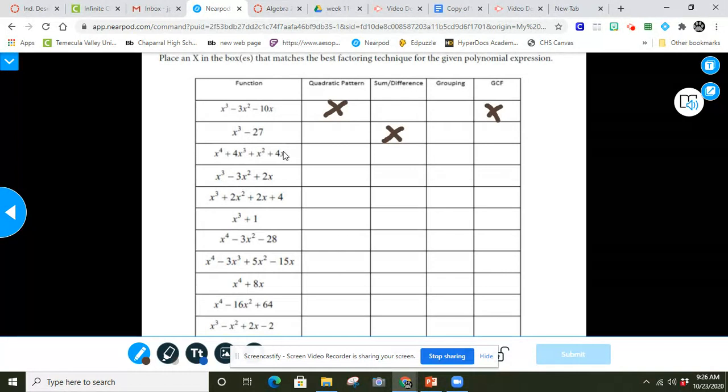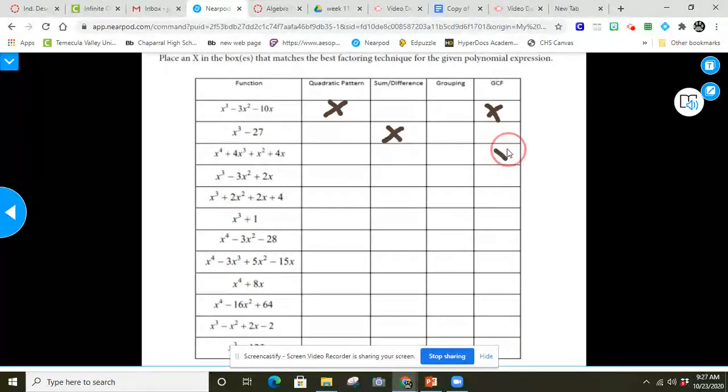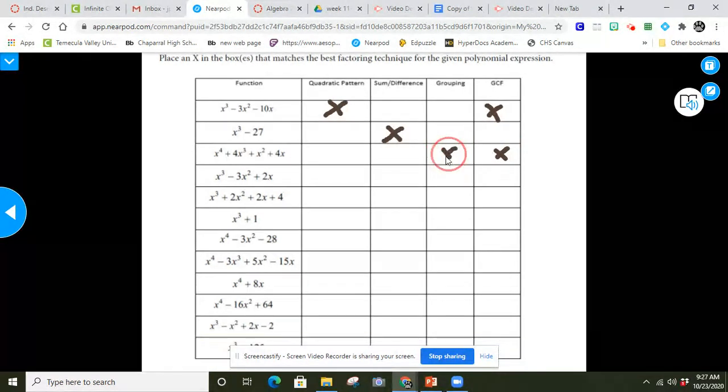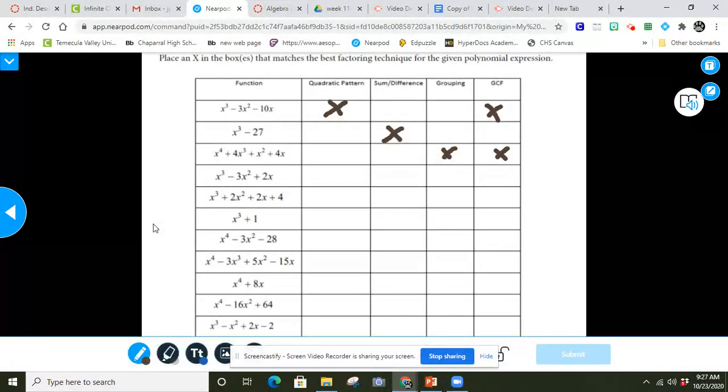All right, this has 4 terms, so I'm thinking factor by grouping, but the first thing I look for is GCF. They all have an X in common. Okay, and then there's 4 terms, and if I take out that, it's going to have the same parentheses, so grouping will work.